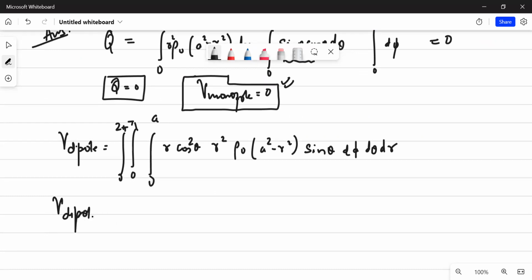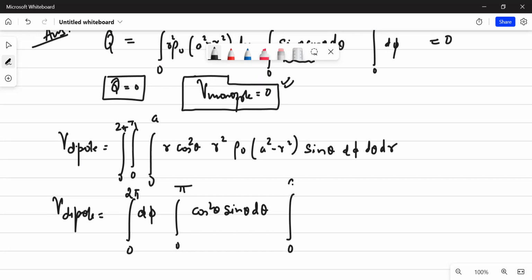What will be our V dipole? So V dipole would be integral 0 to 2 pi. This is d phi, and write d phi here. Integration 0 to pi. This will be equivalent to writing cos square theta into sin theta d theta. Is that clear? And then integration 0 to a. This is rho naught, this is a square r square minus r to the power 4 dr. Is that clear? Is this correct? See, r cube will be, sorry, r cube will be. So this is r cube. Is that clear? Let us check whether this is written correctly.